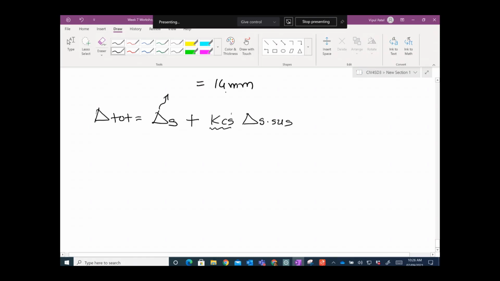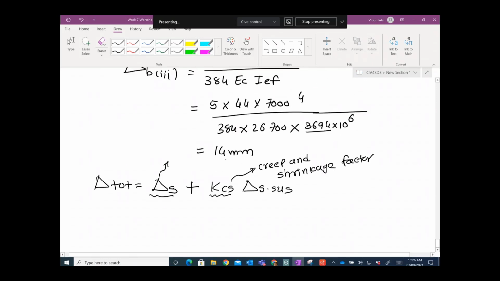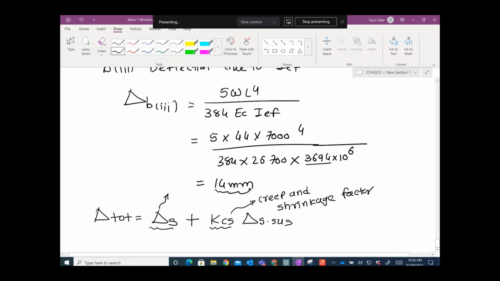Why do you multiply by this one? Because you have creep and shrinkage in the long term, a creep and shrinkage factor. So you need to multiply by those factors. These factors might reduce or increase your deflections depending on the situation, depending on how your reinforcement is organized. So the short-term deflection we calculated, where is it? I think the short-term deflection is this 14 millimeters.